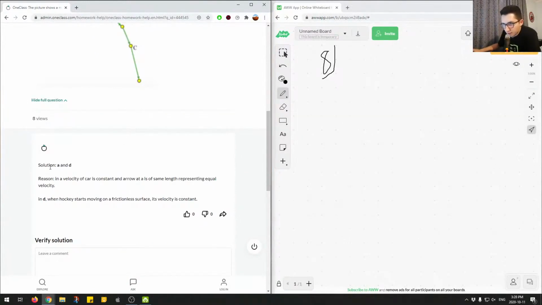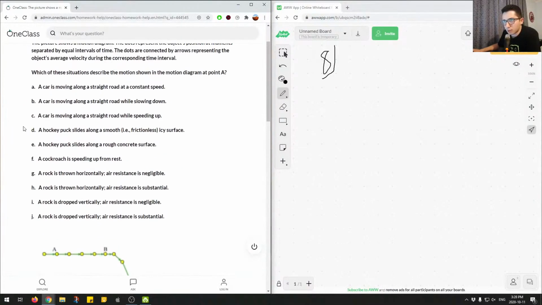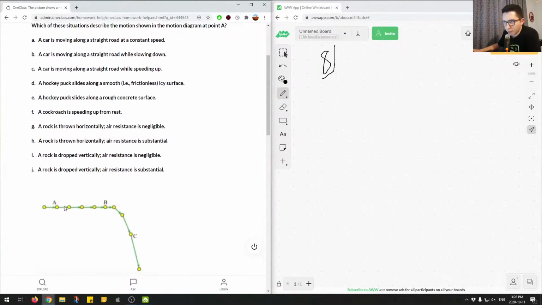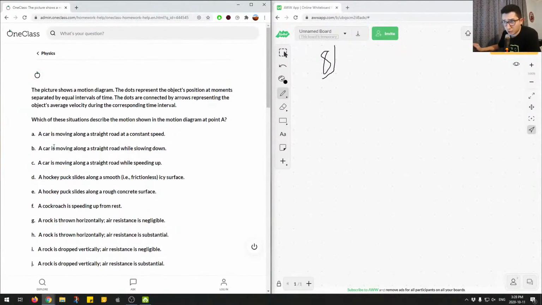So they say A and D. So the reasoning is the velocity of a car is constant, an arrow at A is the same length, representing equal velocity, and D. So they're presenting constant velocity. So if we look at A, a car is moving along a straight road at constant speed, so yes, constant velocity, and then D, a hockey puck slides along a smooth, frictionless, icy surface. So this is also constant velocity, and that's what's happening at point A. So let's go through each option and think about why it's correct or incorrect.